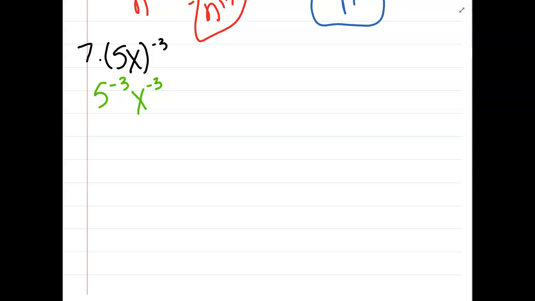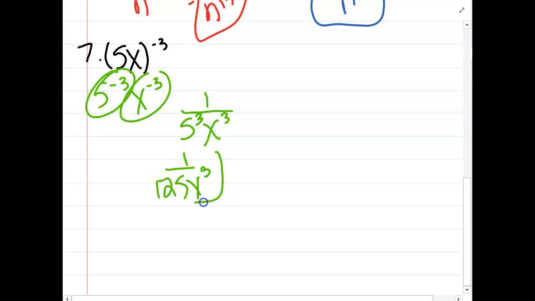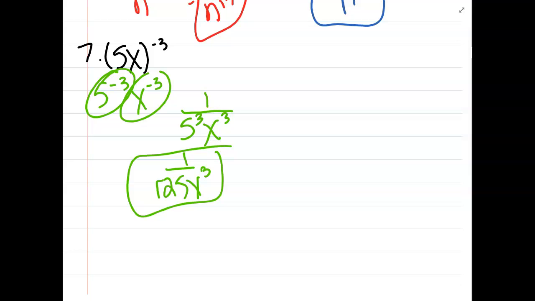Now, of course, we know the problem here. You can't have negative exponents. The 5 has a negative exponent. The x has a negative exponent. Both of those need to be moved to the denominator, the 5 and the x, which means the 3's become positive, throw a 1 in the numerator. And then the last thing, you don't ever want to leave something as 5 cubed if you can simplify it. 5 times 5 times 5 is 125. So 1 over 125x cubed.